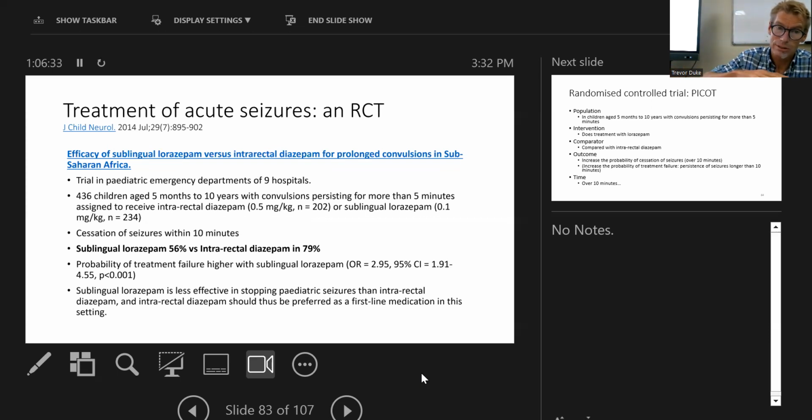And what they found was that sublingual lorazepam was 56% efficacious in stopping seizures at 10 minutes, and intrarectal diazepam was 79%. Does that make sense? Right. So which one was more effective? Intrarectal diazepam seemed to be substantially more effective. And I won't show the statistics, but they did an odds ratio on that, right? And the odds ratio was 2.95.